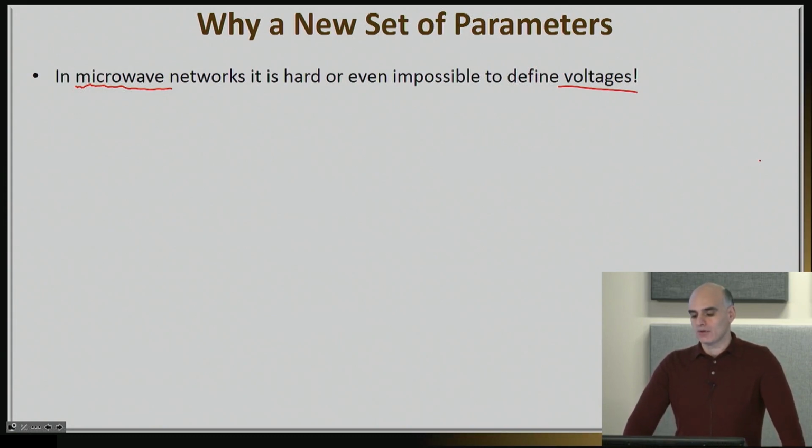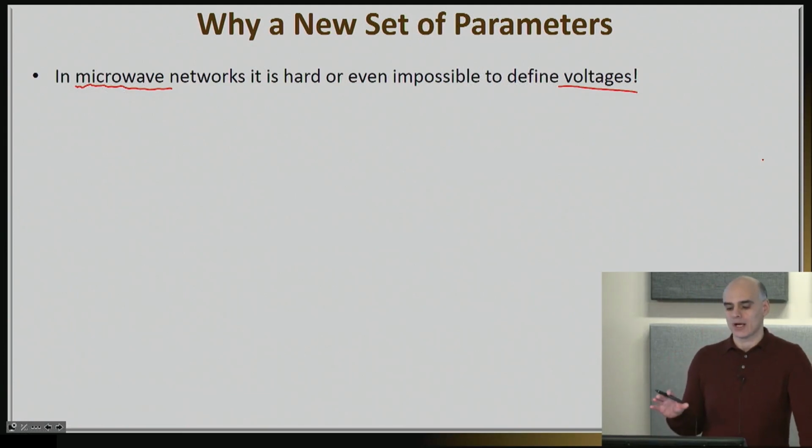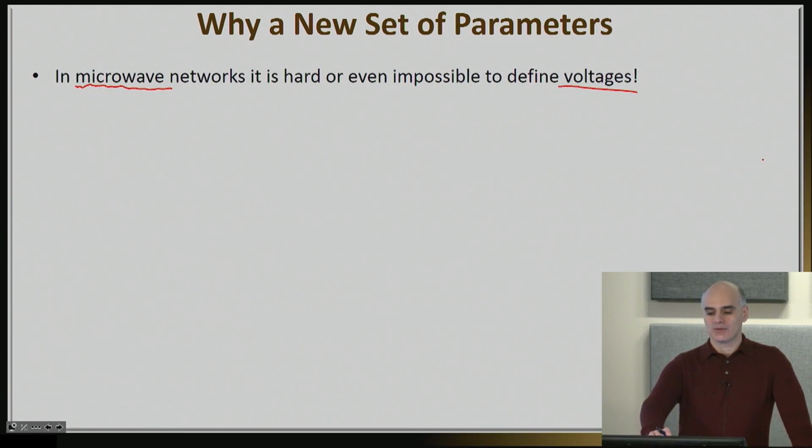For example, if you don't have a TM mode, you have to be very careful to define a voltage uniquely. So in general, we try to avoid defining voltages, or at least relying on voltages alone to describe a network. Even if you actually can define a voltage, in many networks the question is, where exactly do you define the voltage? And more importantly, where exactly do you measure it?